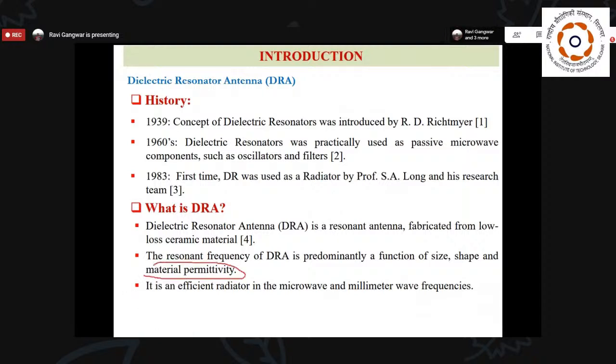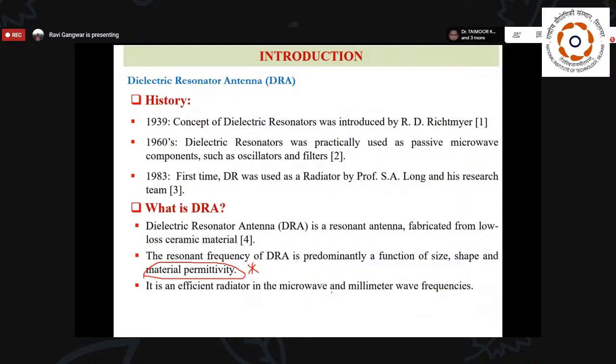Whenever you are going to design an antenna, first you have to focus on the material permittivity or dielectric constant of the material, because that is the prime factor in getting the resonant frequency. And that is basically used for an efficient radiator in microwave and millimeter wave frequencies.